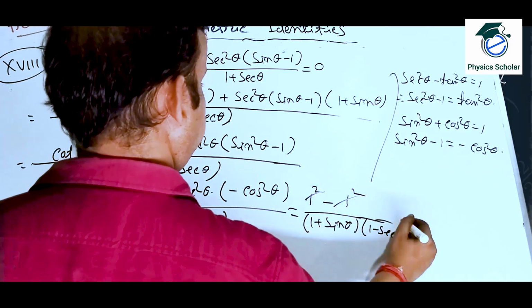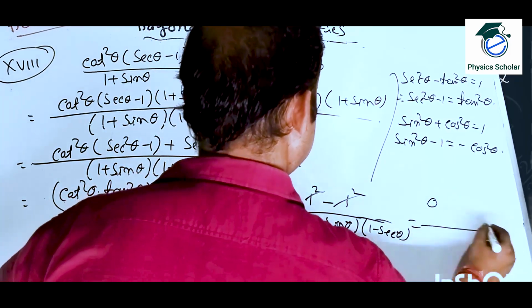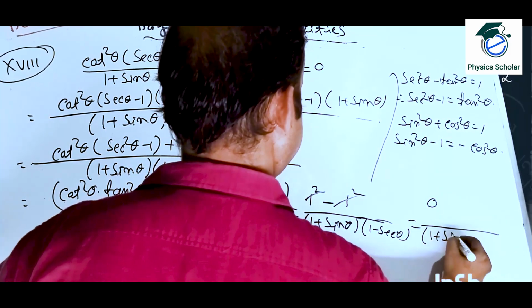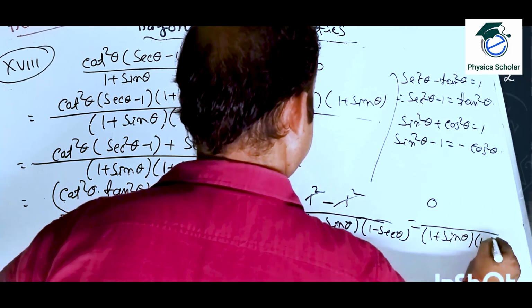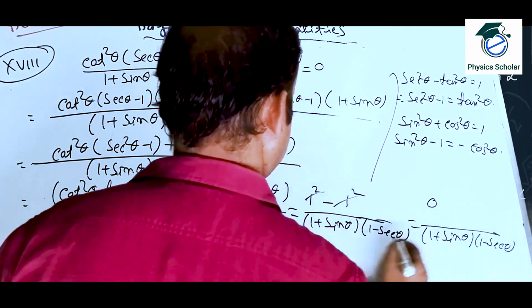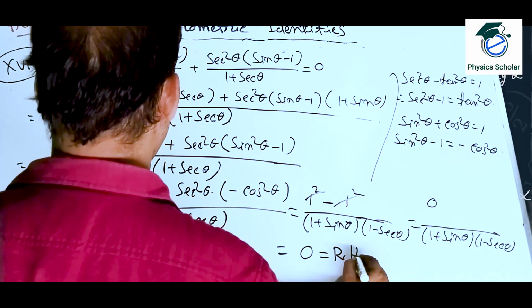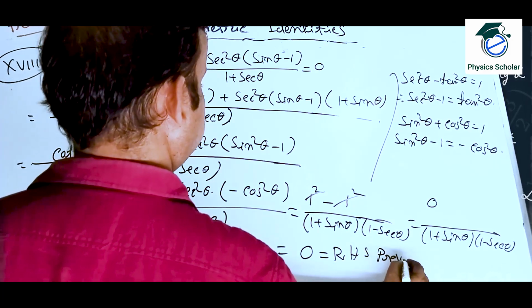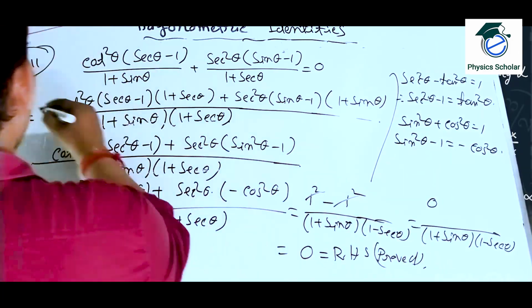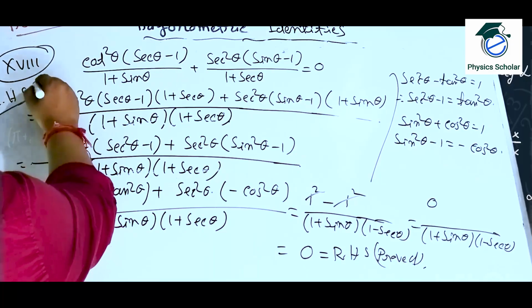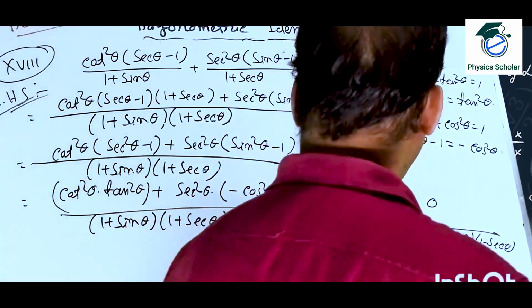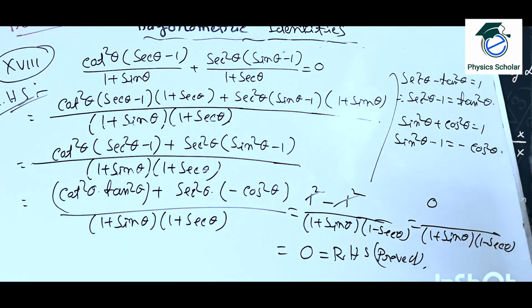Clear? So this will be what? Cancelled. So 0 divided by 1 plus sin theta into 1 plus sec theta. So 0 by something means what? 0 is equal to RHS, proved, and you can write it LHS. Okay, left hand side. Clear? So very easy sum.